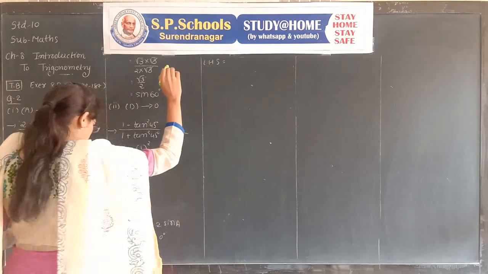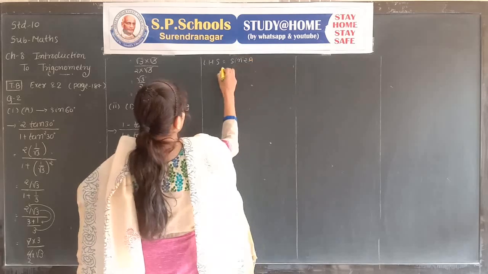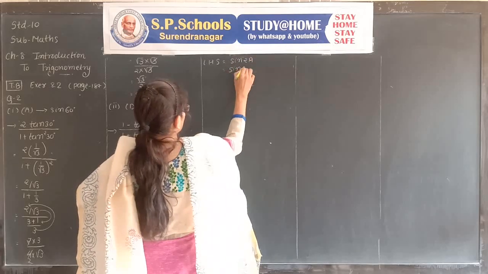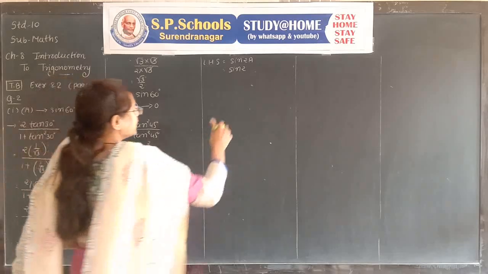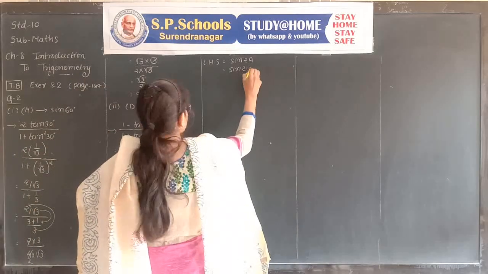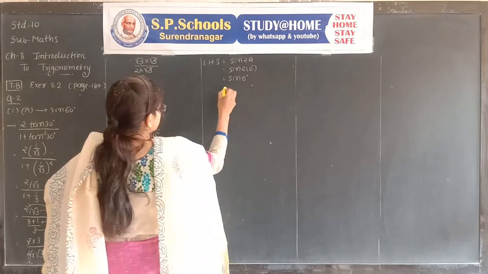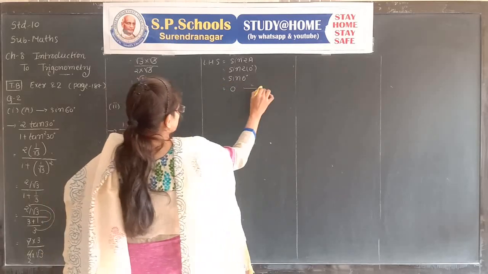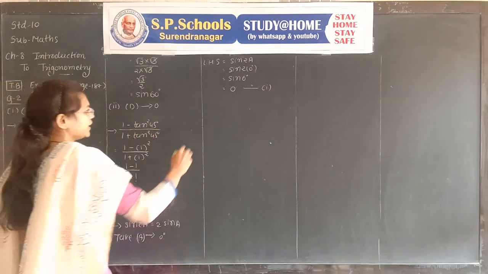LHS is equals to sin 2A. Sin 2A is the angle; they are not separate, 2 multiply with A. Angle A is 0 degree. 2 into 0 we get 0. Now the value of sin 0 is 0. It is our result number 1. Now find the right hand side.